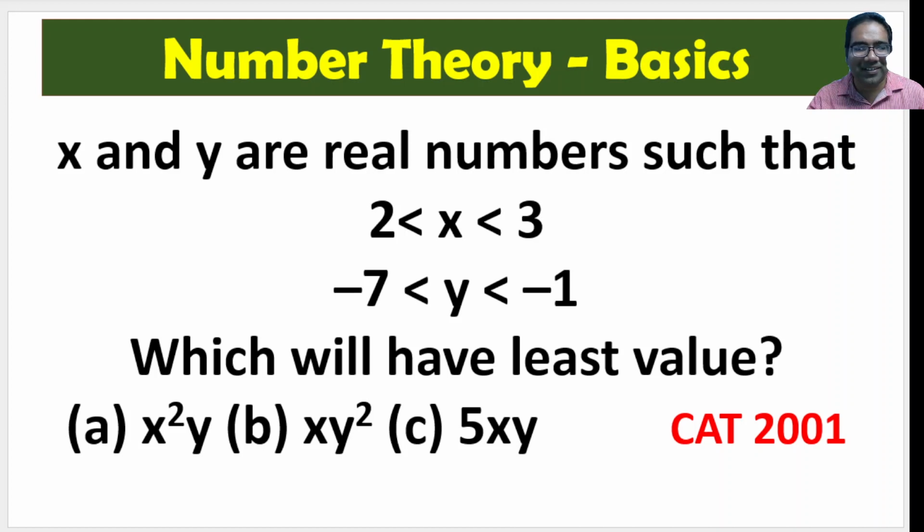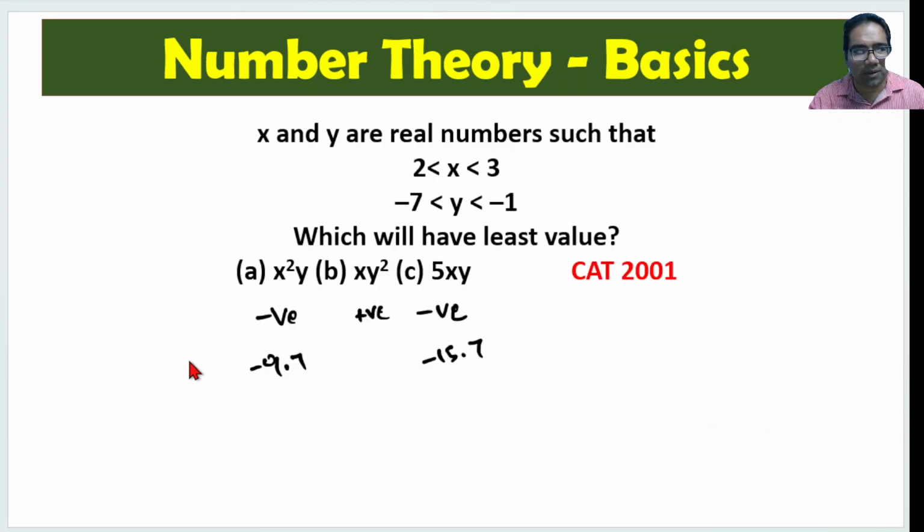Hi friends, here is a super elementary problem in CAT. We are given x and y are some real numbers, and x lies between 2 and 3, y lies between minus 7 and minus 1. Which of the following will have the least value?